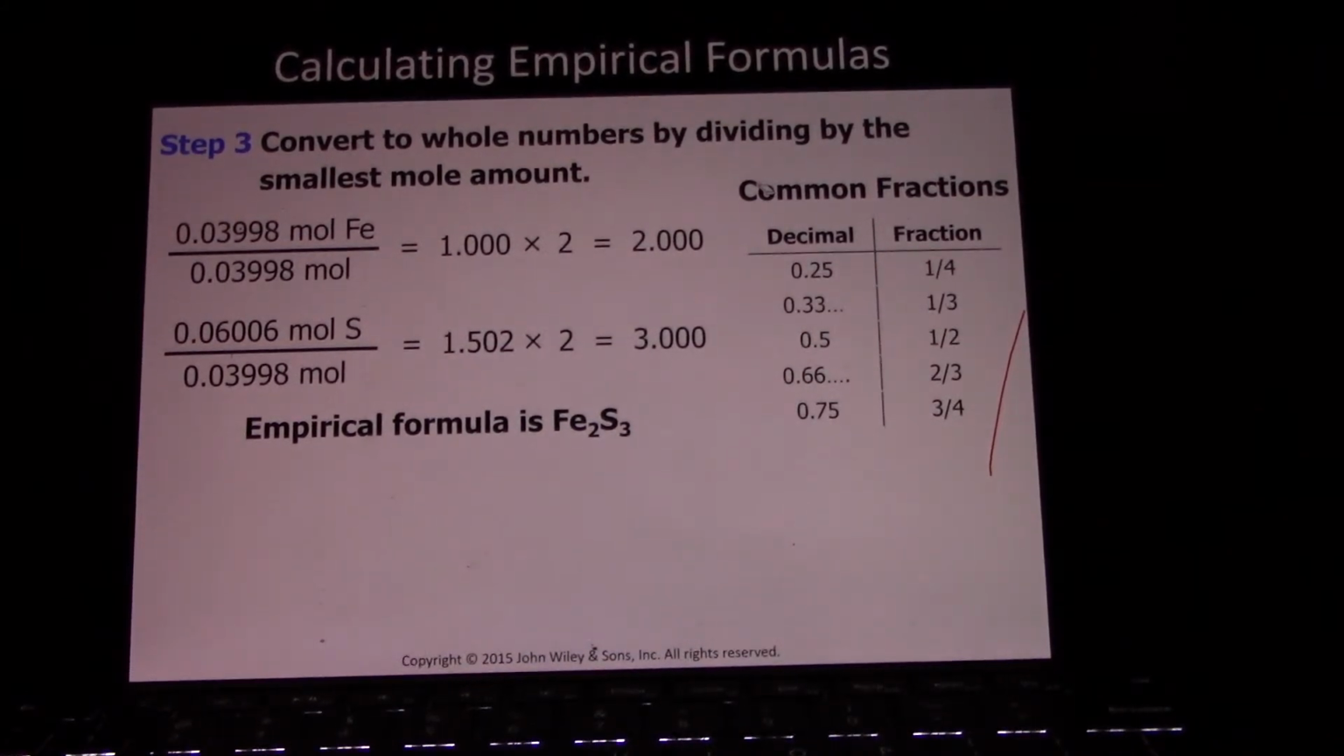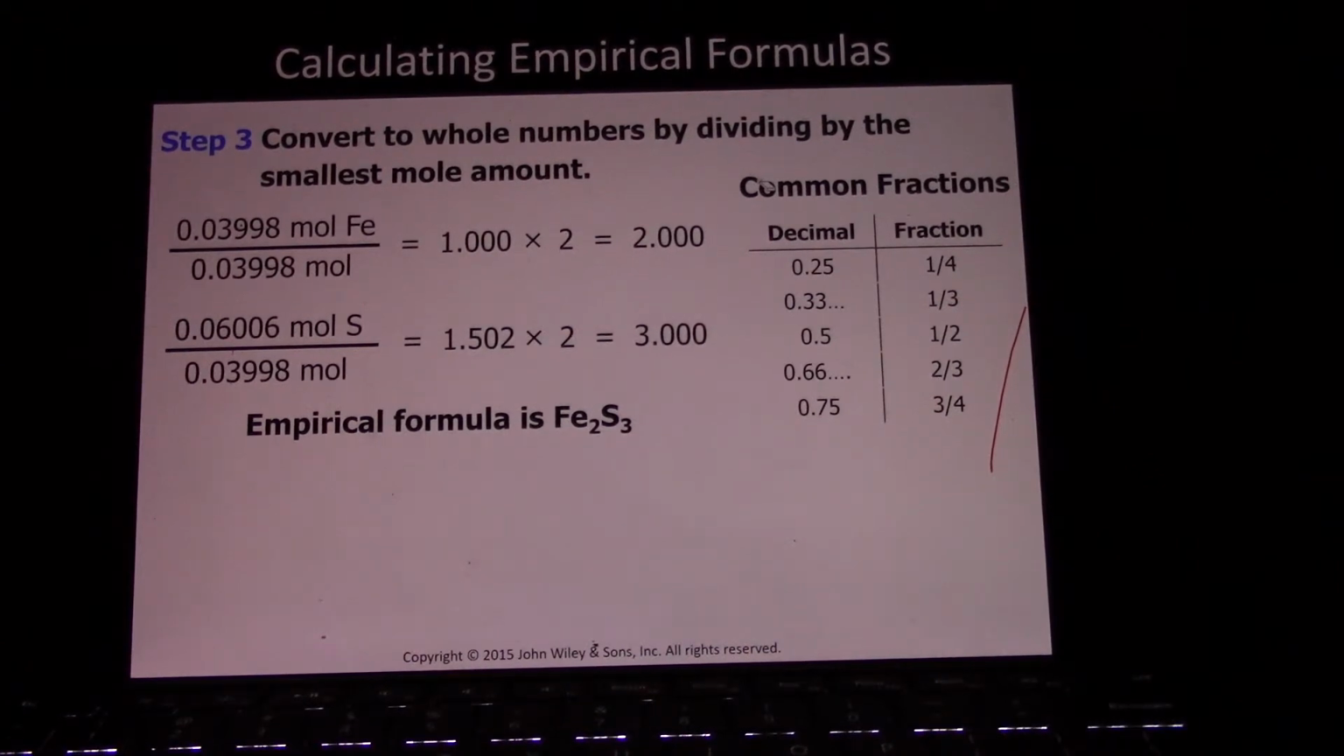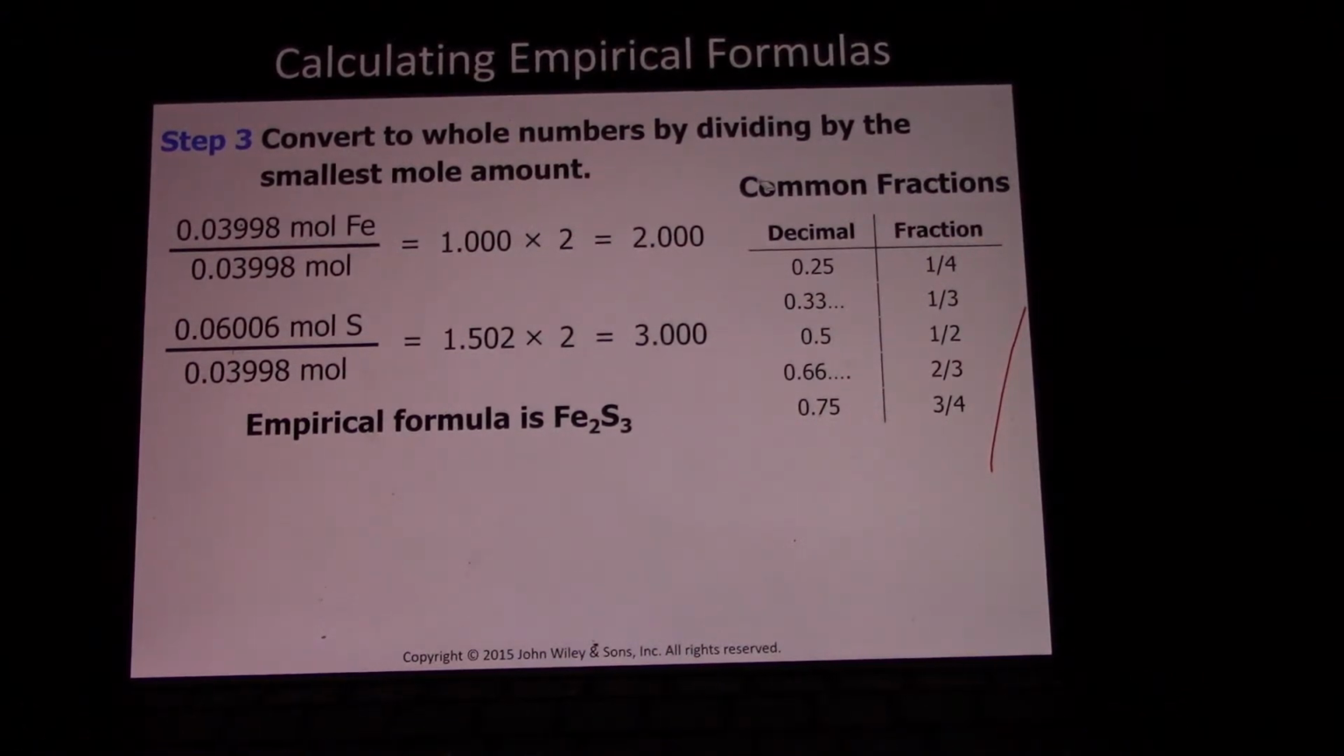You're allowed to round up to 0.05. So if you have 1.95, you can round to 2. If you have 2.98, you can round to 3. But you're not allowed to round more than 0.05. After that, you have to use a number to correct it to make sure they're all whole numbers.